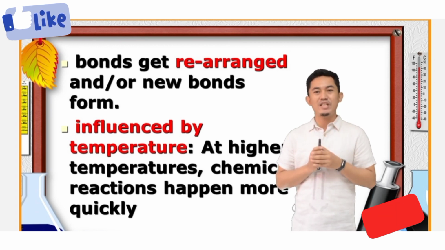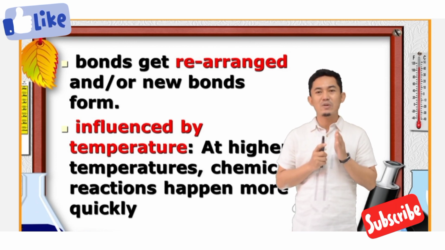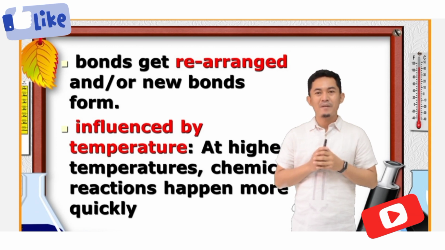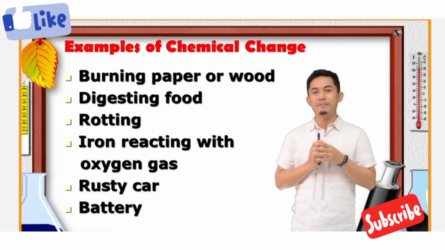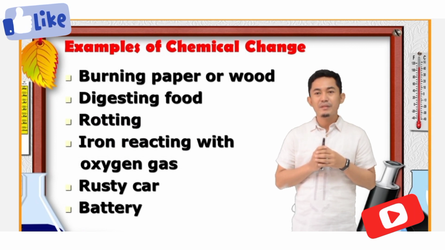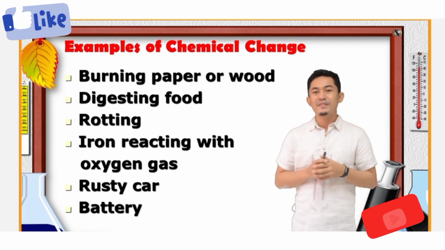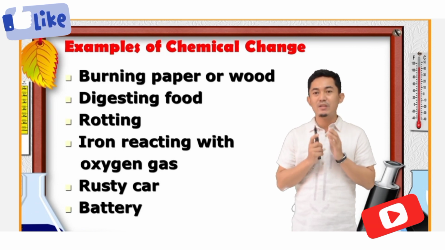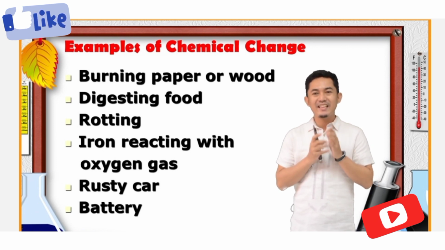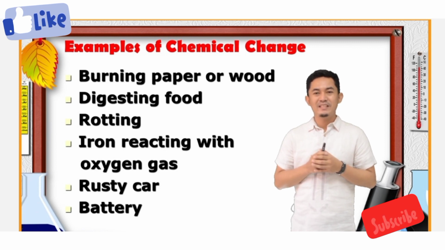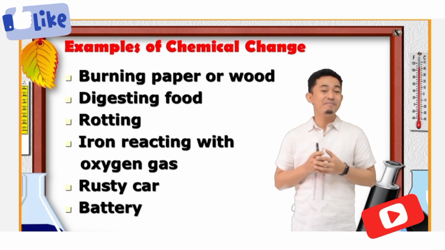If physical change has its own examples, chemical change also has its examples. We have here burning of wood or paper, digesting food, rotting, iron reacting with oxygen gas, a rusty car, and a battery. Now, can you distinguish the difference between them?